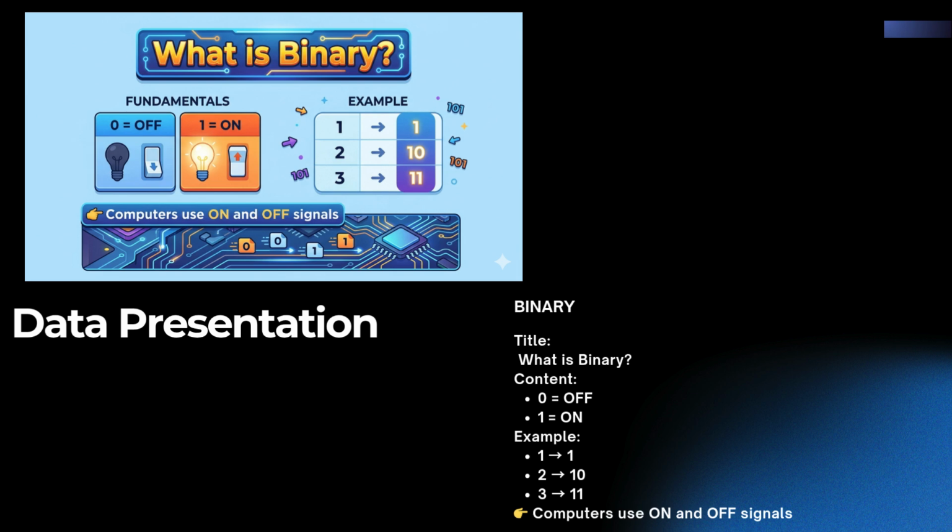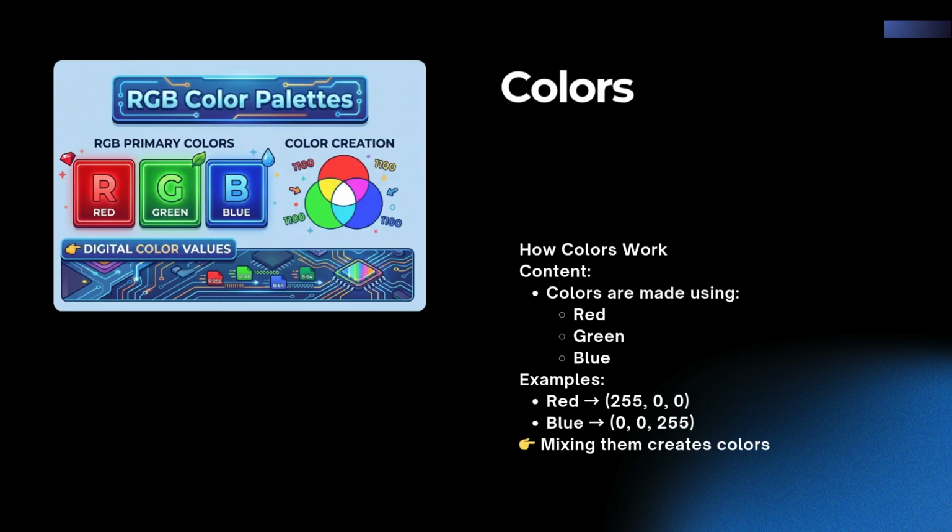Now let's talk about colors. Computers create colors using something called RGB. RGB stands for red, green, and blue. Each color is made by mixing these three values. Each value goes from 0 to 255.